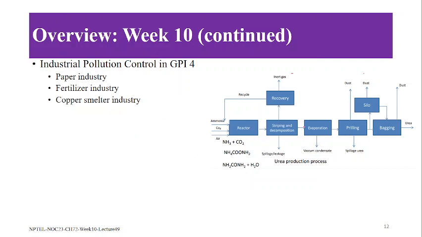And in this flow sheet, we see a urea production process in a fertilizer industry, we see different dust streams are emitting out from the different components in this process flow. So how to manage that was discussed, and the copper smelter industry, which produces the copper metal. So how to manage the pollutants which are emitted into the waste gas streams, or the particulate pollutants which are emitted, how to treat that were discussed.